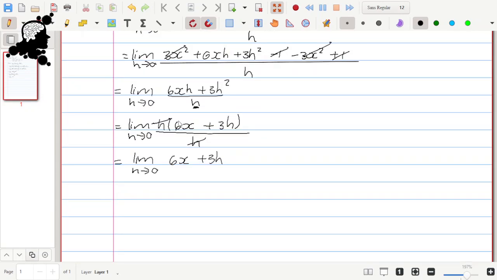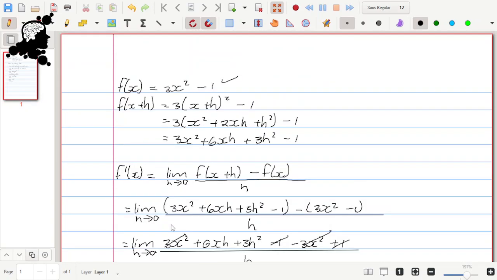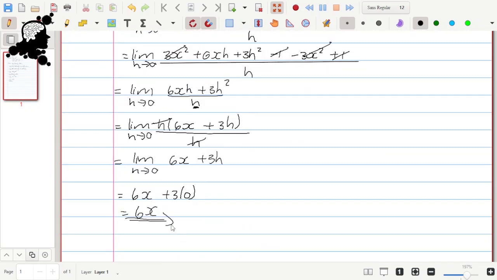Now what we can do is, because our denominator of h is gone, we could substitute h is equal to 0, get rid of the limit sign. 6x plus 3 into 0, this is just going to give us 6x. And there we have it. Life is great. When we look at our expression, we've got 3x squared minus 1. So let's look at this. We are saying f of x is equal to 3x squared minus 1.